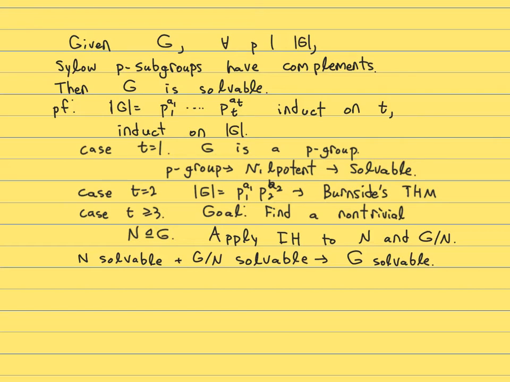But of course you can see there's a bit of a hiccup there. You actually have to prove that this hypothesis holds for N and G mod N in order to apply the induction hypothesis. Namely that Sylow p-subgroups have complements in N and G mod N. So I'll focus on N for now. Let P be a Sylow p-subgroup in N. Here I'm just assuming that a proper normal subgroup exists. We'll prove that such a thing happens in a moment.